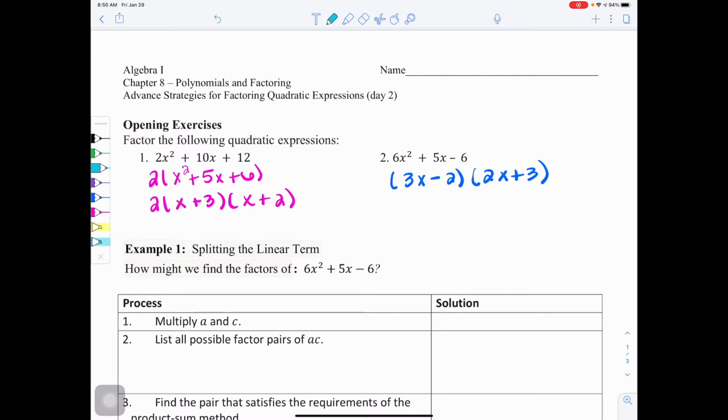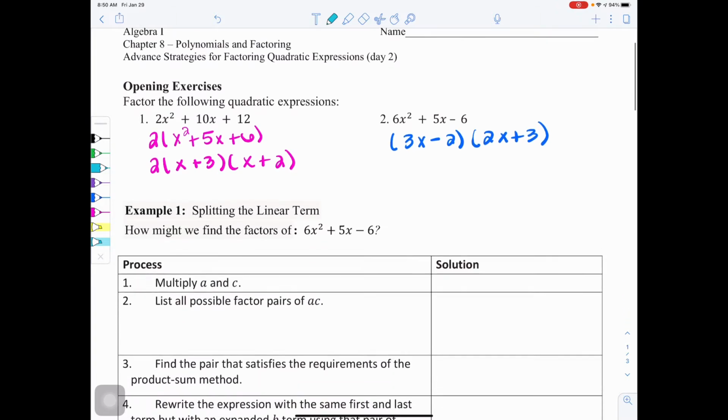In number 2, there is no GCF, so you have to factor this trinomial that has an a value that is not a 1. So you use your trial and error method to do so. You get (3x minus 2) and (2x plus 3). If you want to check any of these answers, remember you need to make sure that each factor is prime. There's nothing else that can be factored out. And that if you multiply them back out, you get the original expression.